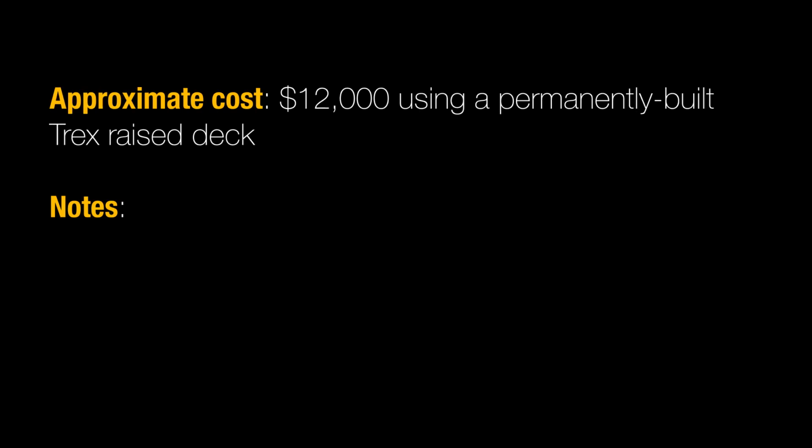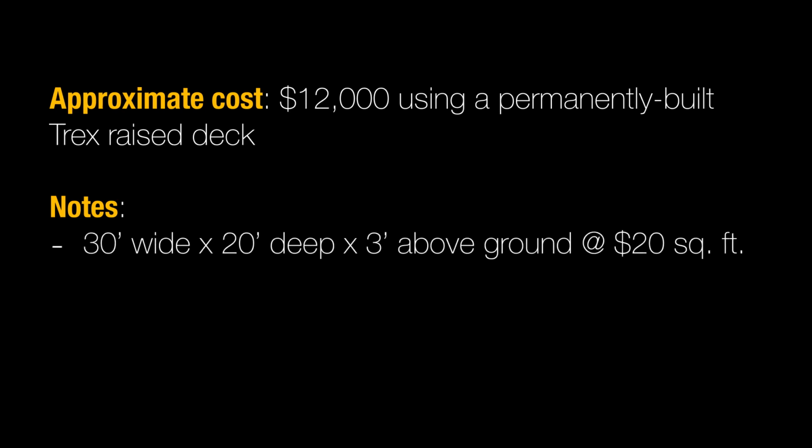You know, if you wanted to build something, a permanently built raised deck using Trex, that's that composite decking, maybe 12 grand. And I would have it 20 feet deep and 30 feet wide. So you can put an inflatable screen on it and show movies on your square. I'd have it probably 2 to 3 feet above the ground at $20 a square foot is what we did.